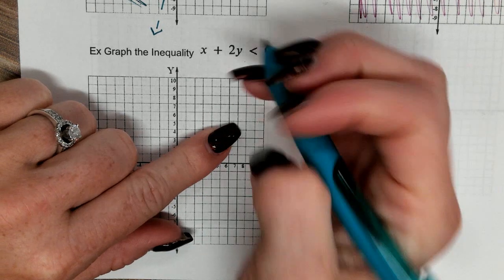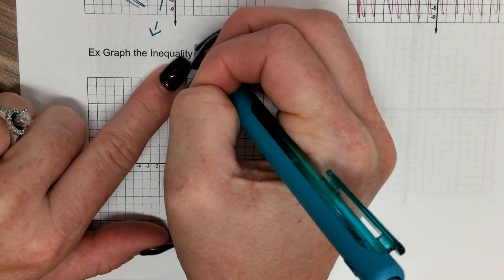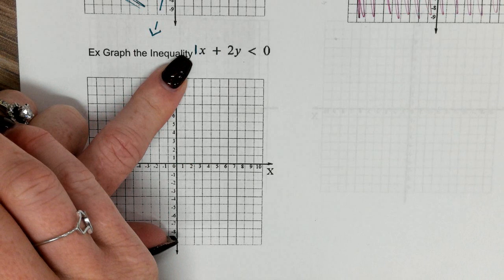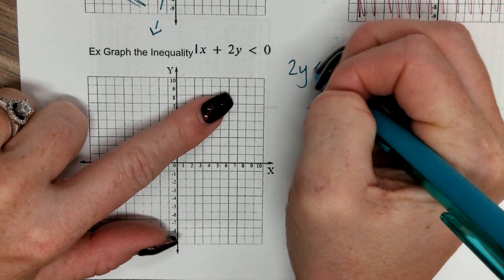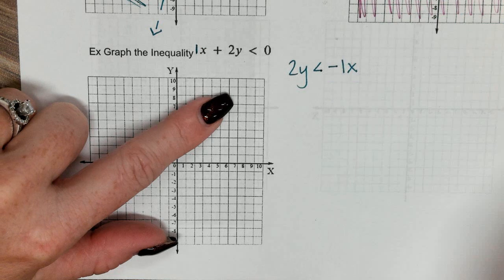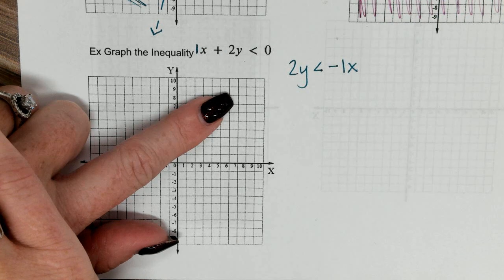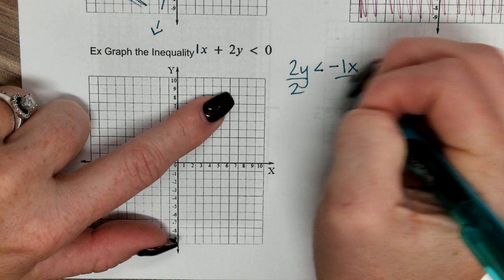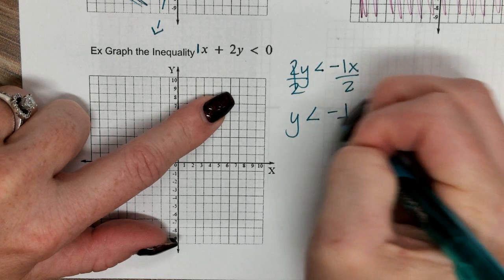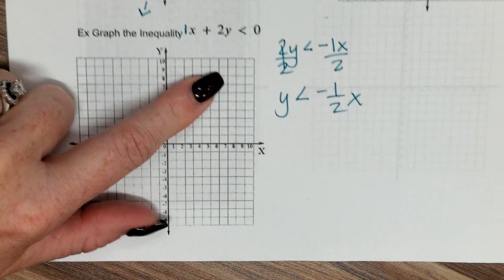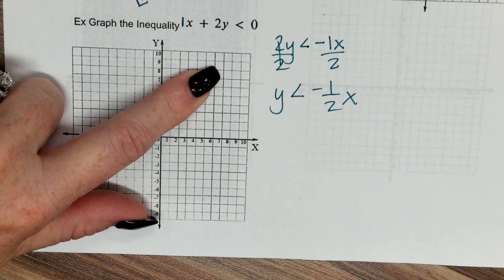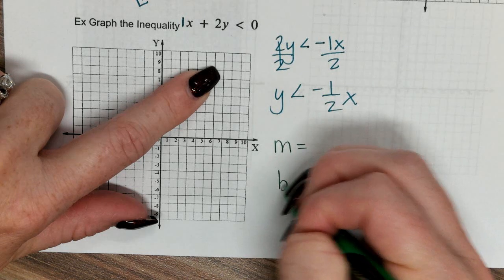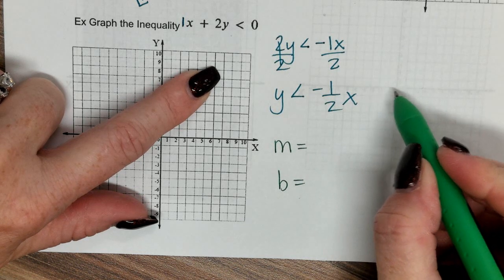The first thing I'm going to do is add a coefficient to this x. What is it going to be? A 1. How am I going to move this 1x to the other side? So I have 2y is less than negative 1x plus 0, which I'm not going to write because I don't need it. I'm now going to divide by 2, and since I'm dividing by a positive, my sign does not reverse. And now I can identify the slope and the y-intercept. So I need an m and a b. What is the b over here?